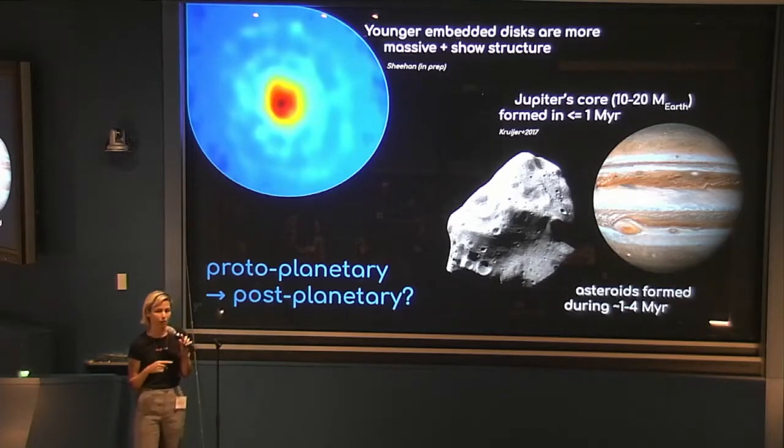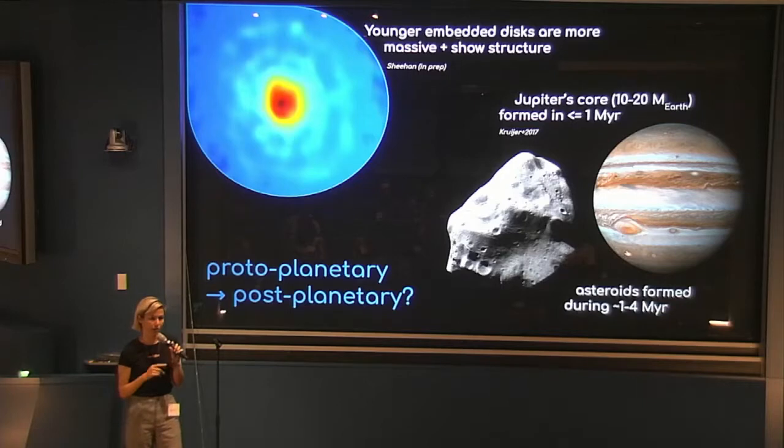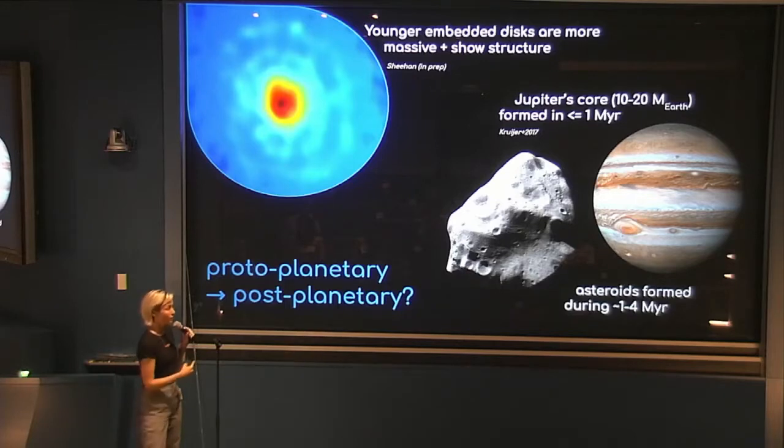And with ALMA, you can start resolving structures in the disk. And the structures look a lot like the structures that we see in protoplanetary disks that we've attributed to forming planets. So planet formation may already be occurring in these very young disks that are way less than 1 million years old.